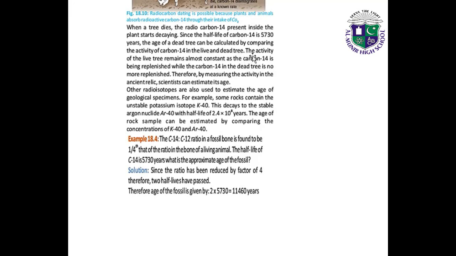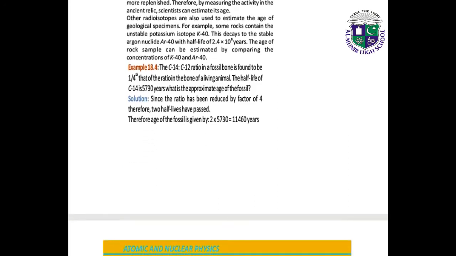live and dead tree. The activity of the live tree remains almost constant as the carbon 14 is being replenished, while the carbon 14 in the dead tree is no more replenished. Therefore, by measuring the activity in the ancient relic, scientists can estimate its age. Other radioisotopes are also used to estimate the age of geological specimens. So here we have the example of some rocks.